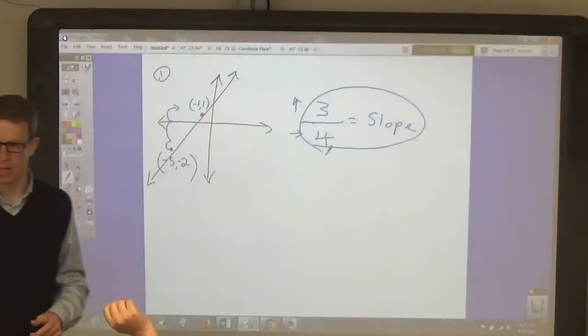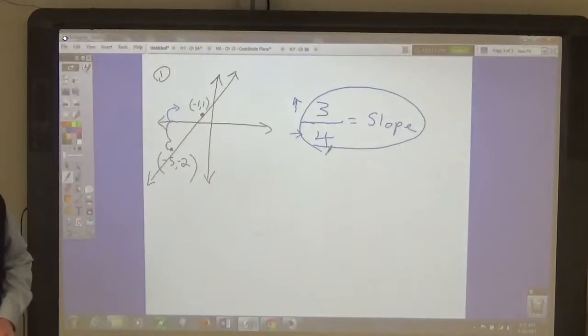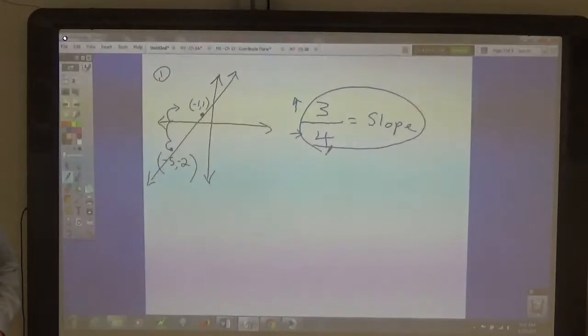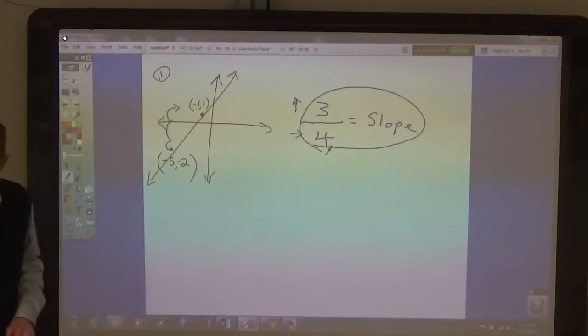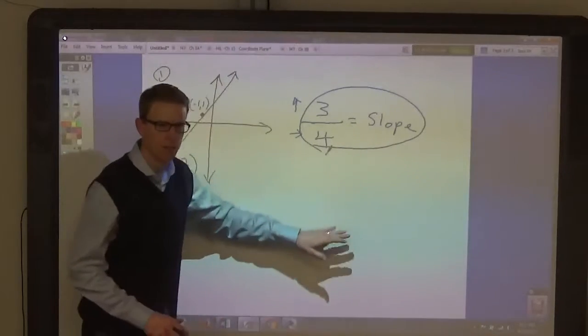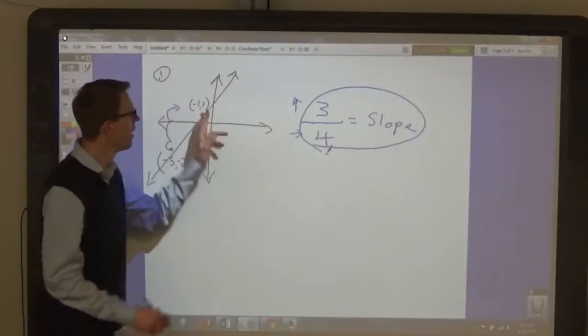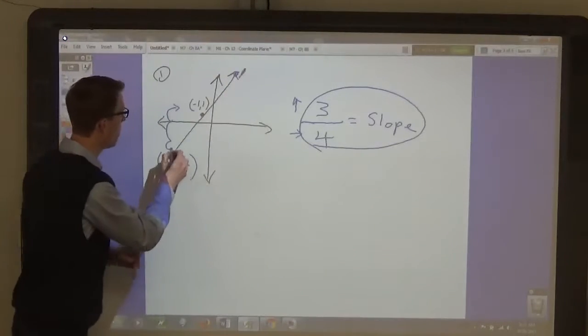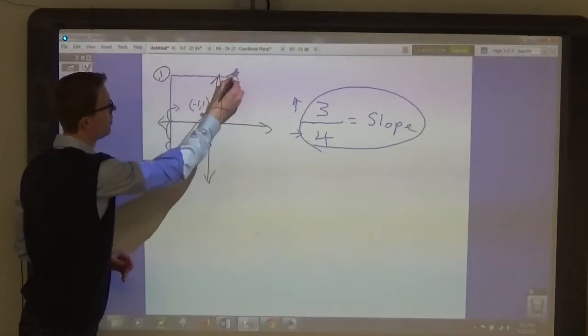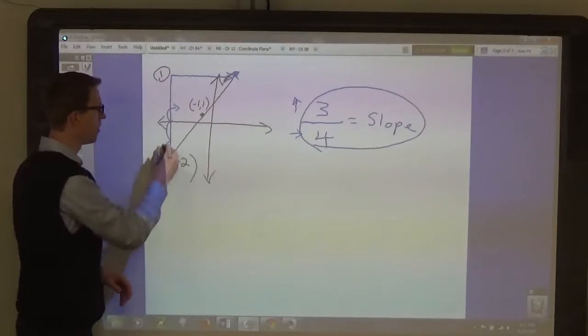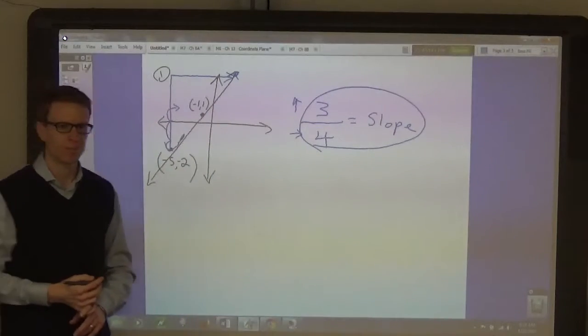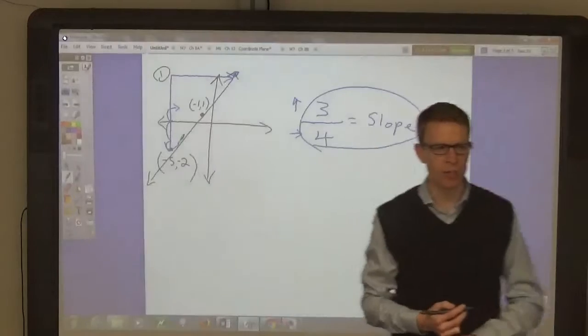Okay? Emily? Can you just count it from the middle dot? You can count it from the middle dot to the next dot, or you can count it from the bottom dot to the middle dot. What if you counted up from the bottom dot all the way up to the top dot? What if you counted all the way from here to here? Would you get the same slope? If you simplify it, you would, wouldn't you?